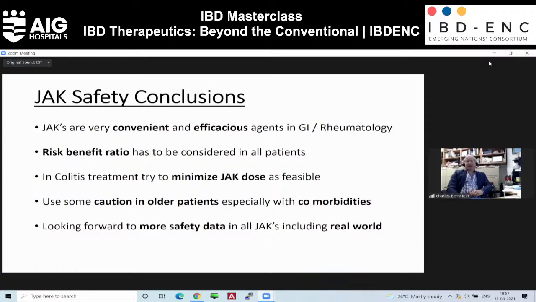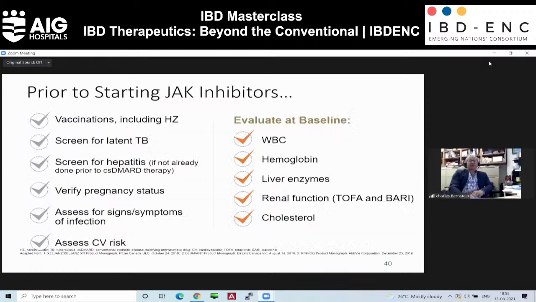We should use caution in older patients, not just because they're at risk of Zoster, and we can mitigate against the Zoster risk by using vaccines. And we're also, of course, looking forward to more safety data. Prior to starting a JAK inhibitor, it's great if you can get the vaccines done first, particularly to shingles with the Shingrix vaccine here in the West.